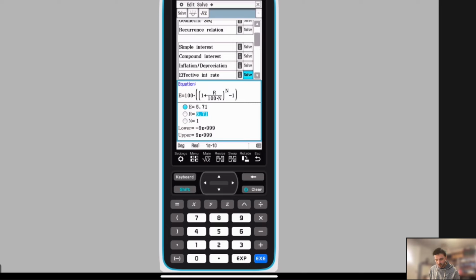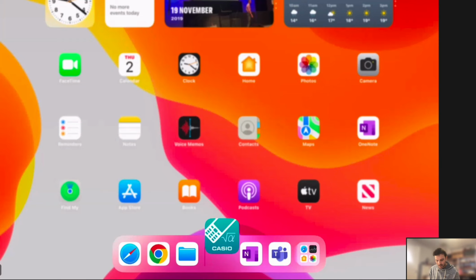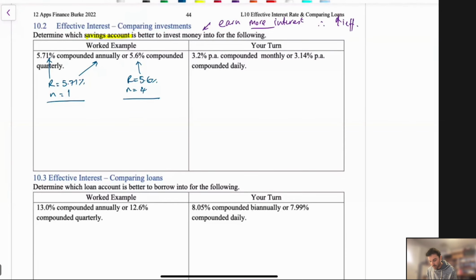Let's do the next one, 5.6, and the compounding was 4. And we go solve, 5.72. Okay, now usually I go to 2, but sometimes 3 decimal places may be handy, so you may need to go back. 5.71% as effective, and this one, the effective is 5.72% per annum. Therefore, I would choose the 5.6% N's equal to 4 account.